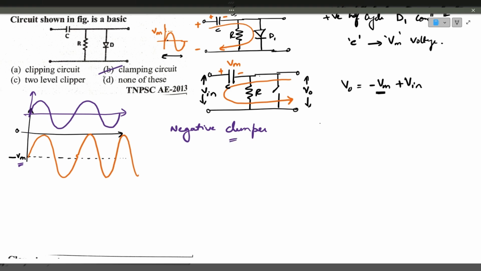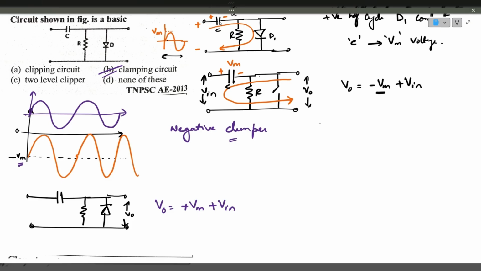So this is the negative clamper. So the answer is option B. It is a clamping circuit. Similarly the positive clamper: this is a capacitor, and you have to reverse the diode direction. If you reverse the diode direction, this will be the positive clamper circuit. The output will be plus Vm plus Vin.